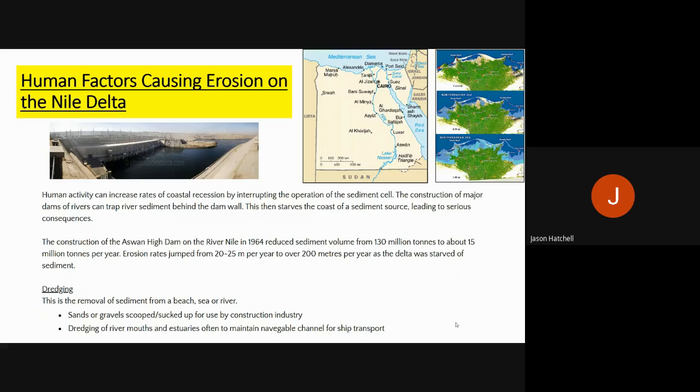But also dredging takes place on this river too, and dredging means the removal of sediment from the bottom of a riverbed to reduce the river level. But that again starves the coastline further of the sediment it needs, and so causes further erosion along both the Nile Delta and the coastline.